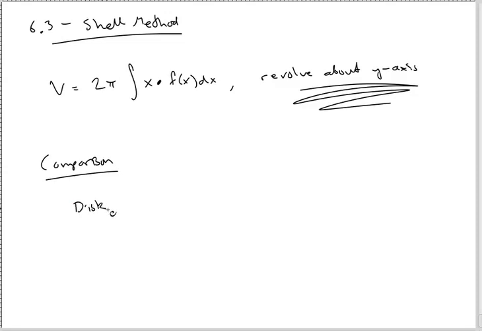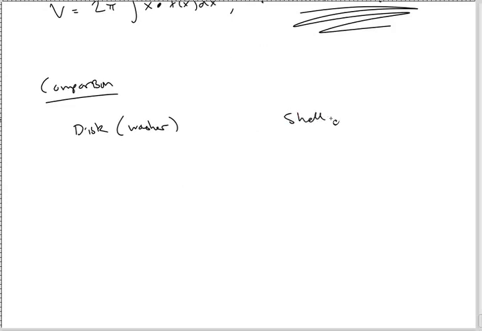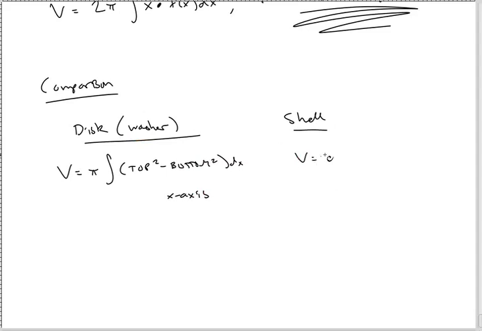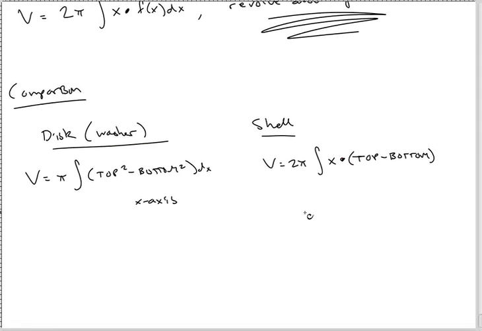So we got disk method, and we got shell method. And so the volume here is pi integral of, let's just be honest here, top squared minus bottom squared dx. And that's about the x-axis. And then my shell method, the volume is 2 pi integral of x times, to be honest, top minus bottom dx, and this is about the y-axis.